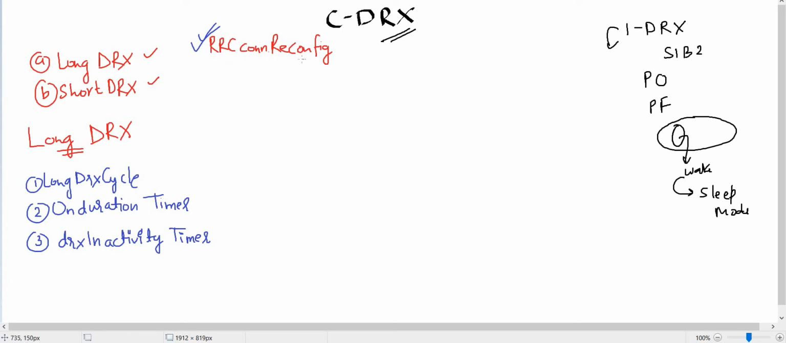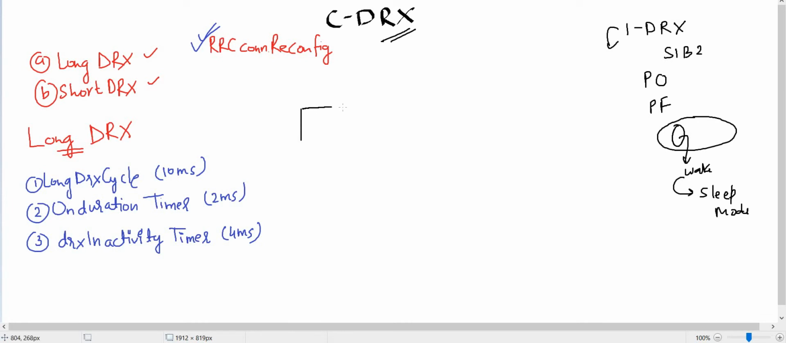Actually, this message is used during the initial attach procedure of the UE. You can refer to my initial attach of UE lectures that I have provided. Suppose the long DRX cycle is set to 10 millisecond, the on duration timer is set to 2 millisecond, and the DRX inactivity timer is set to 4 millisecond. I'm going to draw the radio frame so that how these parameters work will be clear to you.